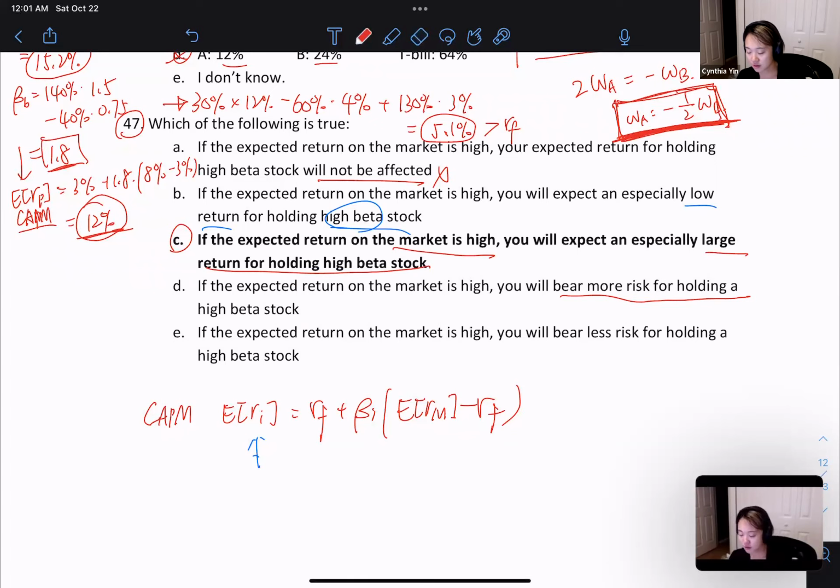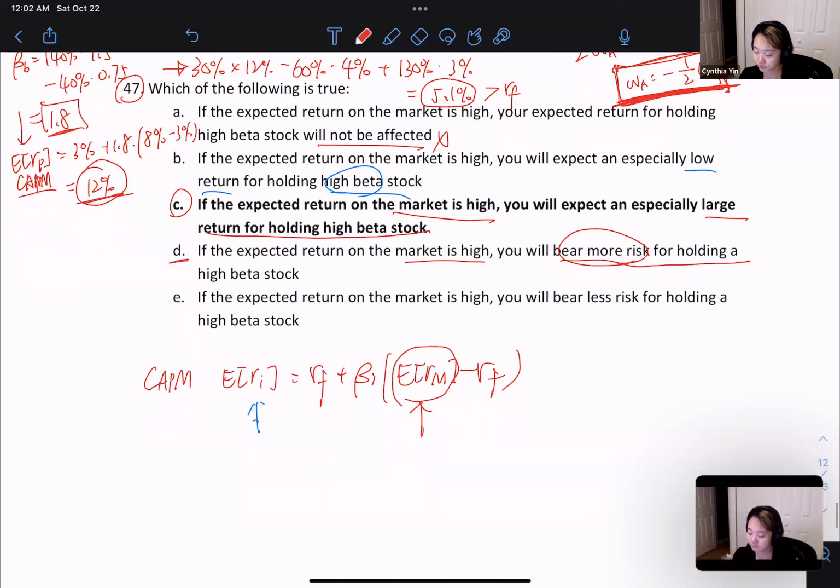If the expected return on the market is high, it has nothing to do with you bearing more risk, because bearing more risk means you hold a very high beta stock. It doesn't mean that when the expected return on market is high, your risk level changes, because the only thing that changes is beta. It's not the market expected return. So in other words, what D is saying is that when this increases, you get more risk. That's not true. That has nothing to do with risk. So D is wrong.